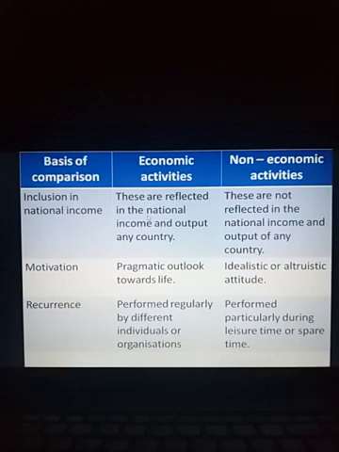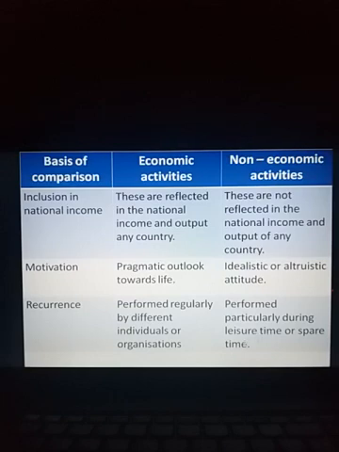See, these 3 points observe. Inclusion in NI, under that economic activities are included, non-economic activities are not included. Under the heading motivation, what you have to focus, economic is pragmatic outlook, but the other side, it is idealistic or altruistic. Clear? And recurrence, if you think of economic, regularly they are carried, but these are not carried regularly. Normally they are carried during the leisure time or spare time.